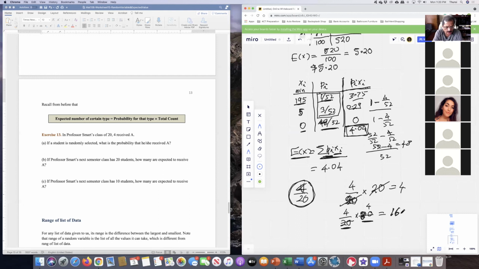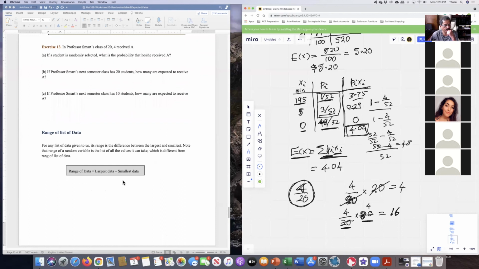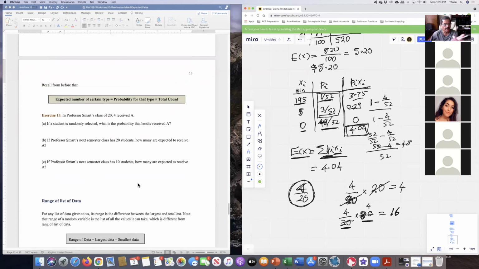That is another expected value we discussed before. And remember, based on the question and the information, you can see which expected value they are asking. So if you have the size of the class and the probability for getting A, then probability times total size will give you the expected number of students. So even though they look like different expected values, they're essentially the same. They give you the expected number.